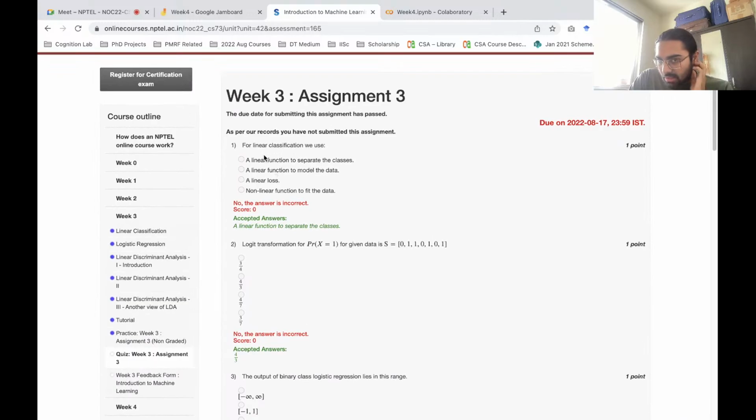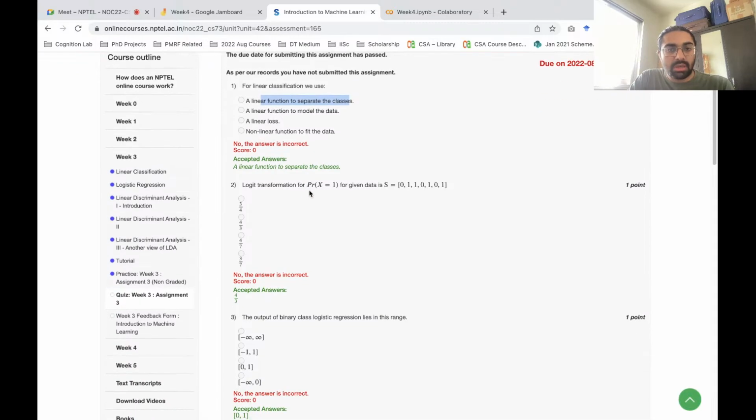So remaining questions. Okay, let's just go through one by one. So for example, for linear classification, we use a linear function to separate the classes, right? This is the idea in linear classification. The data modeling can be any complex function that you want. The idea is that when separating, you want a linear function. That's the idea of linear classification.